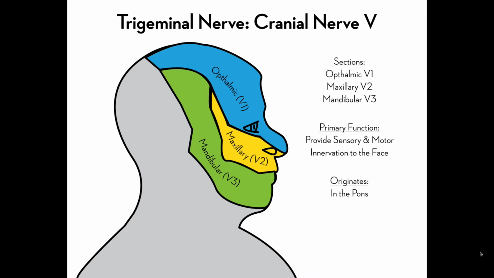The trigeminal nerve is divided up into three main sections: the ophthalmic, which is known as V1, the maxillary, which is known as V2, and the mandibular, which is known as V3. It's also an interesting nerve because it provides both sensory and motor innervation to the face, and it originates in the pons.